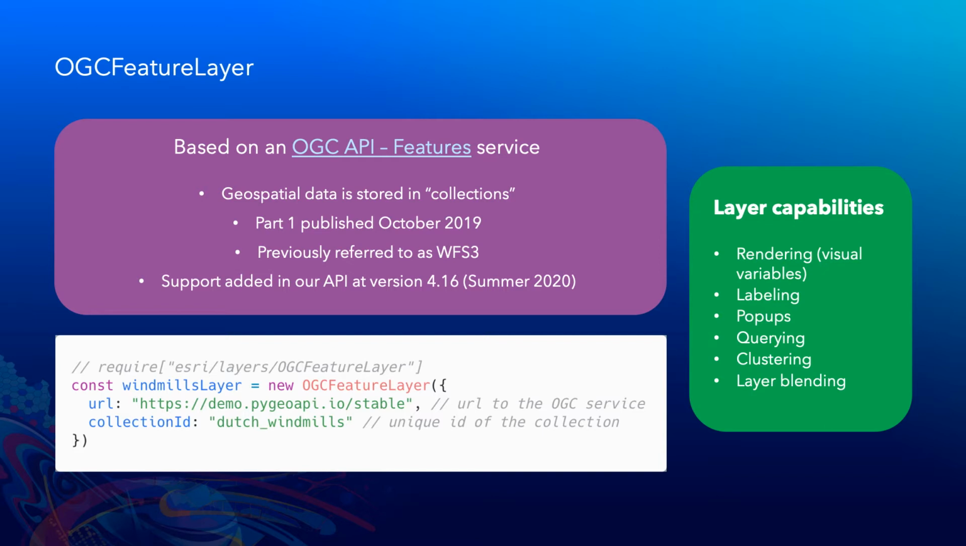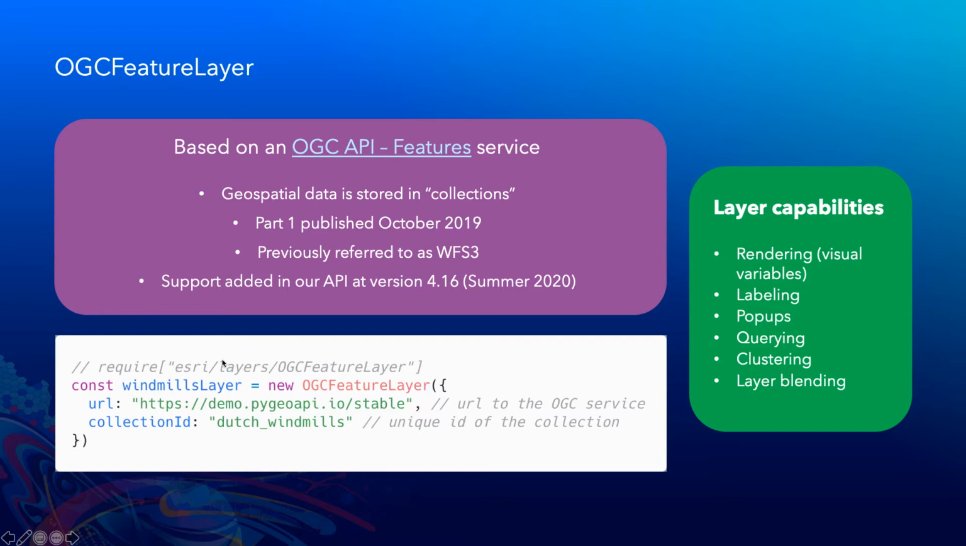This is a feature service, so by using this layer type, you are bringing features into your map and can interact with them in a similar way as features from a feature layer. This layer supports rendering, labeling, pop-ups, querying, etc. So to create the layer, you just have to specify the URL to your service and the collection ID, and then you're ready to go.